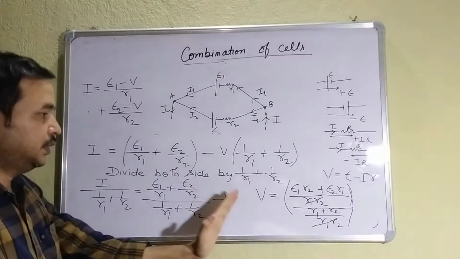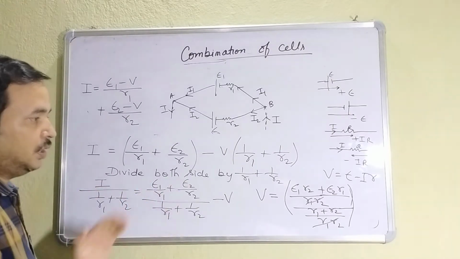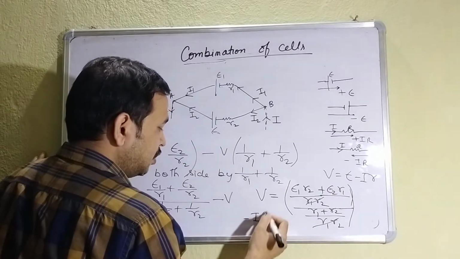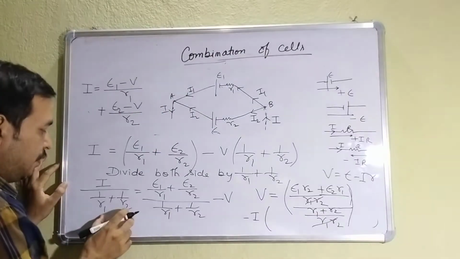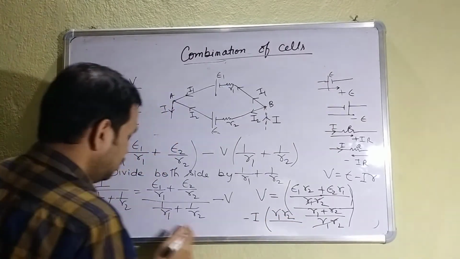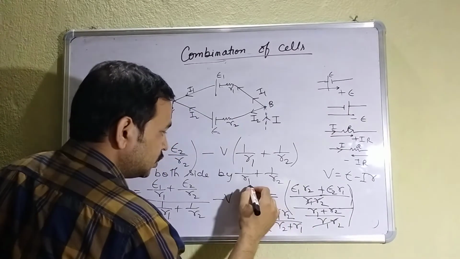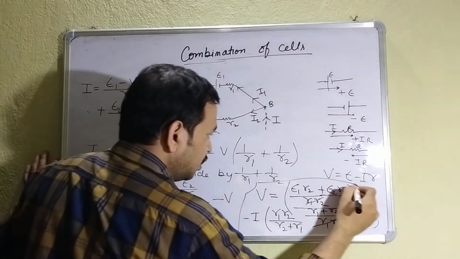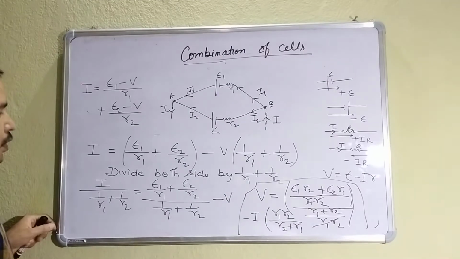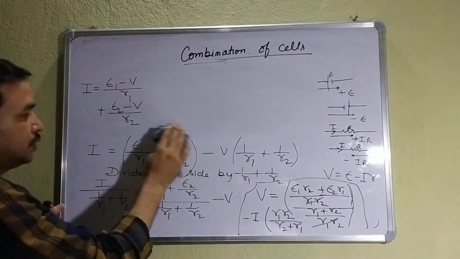And V you have brought to this side, I by this one you have to bring to this side. So it will become minus I. R1 R2 will go in the numerator and R2 plus R1 will be here. So this you are getting, and we will proceed from here only. So I am omitting this one. All the work of this is completed.